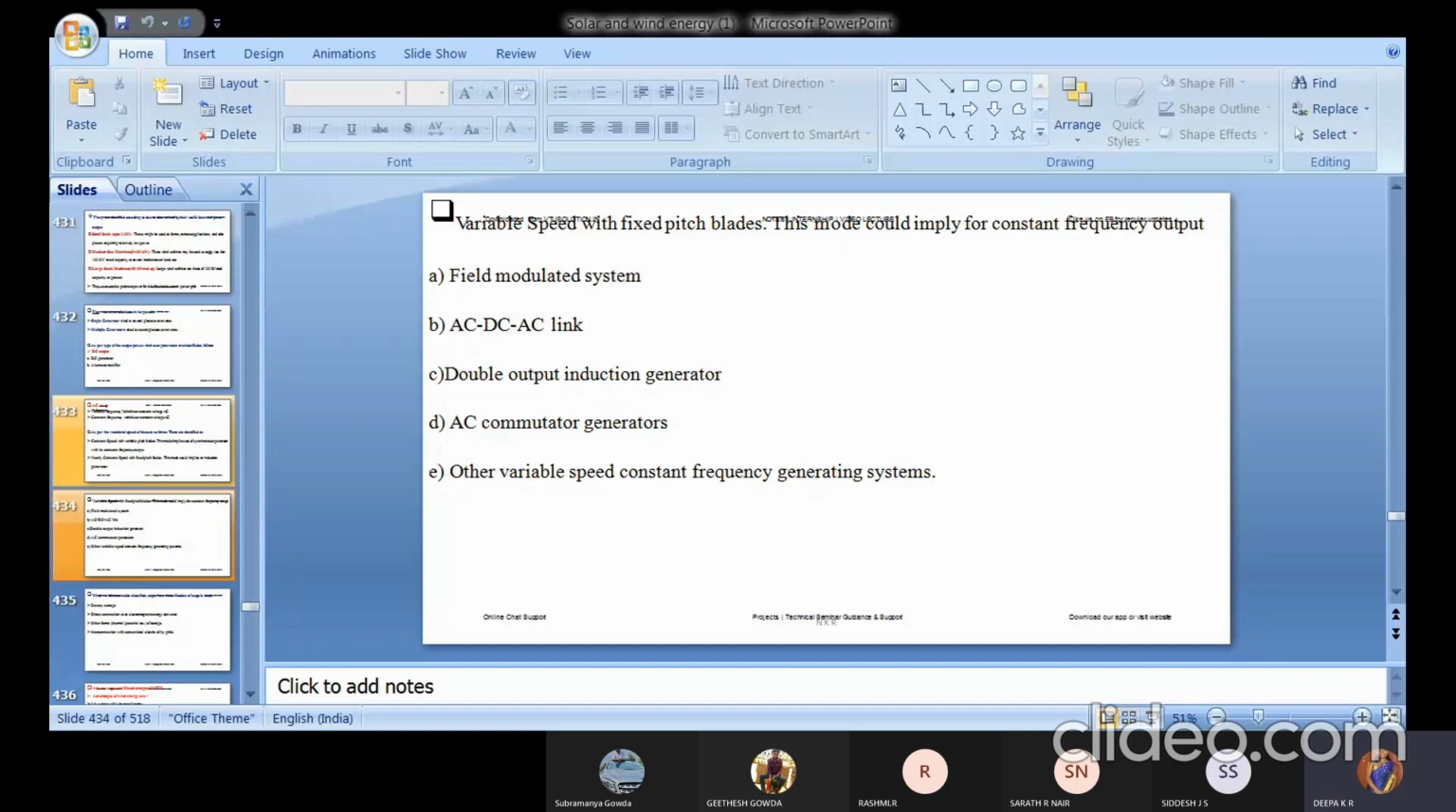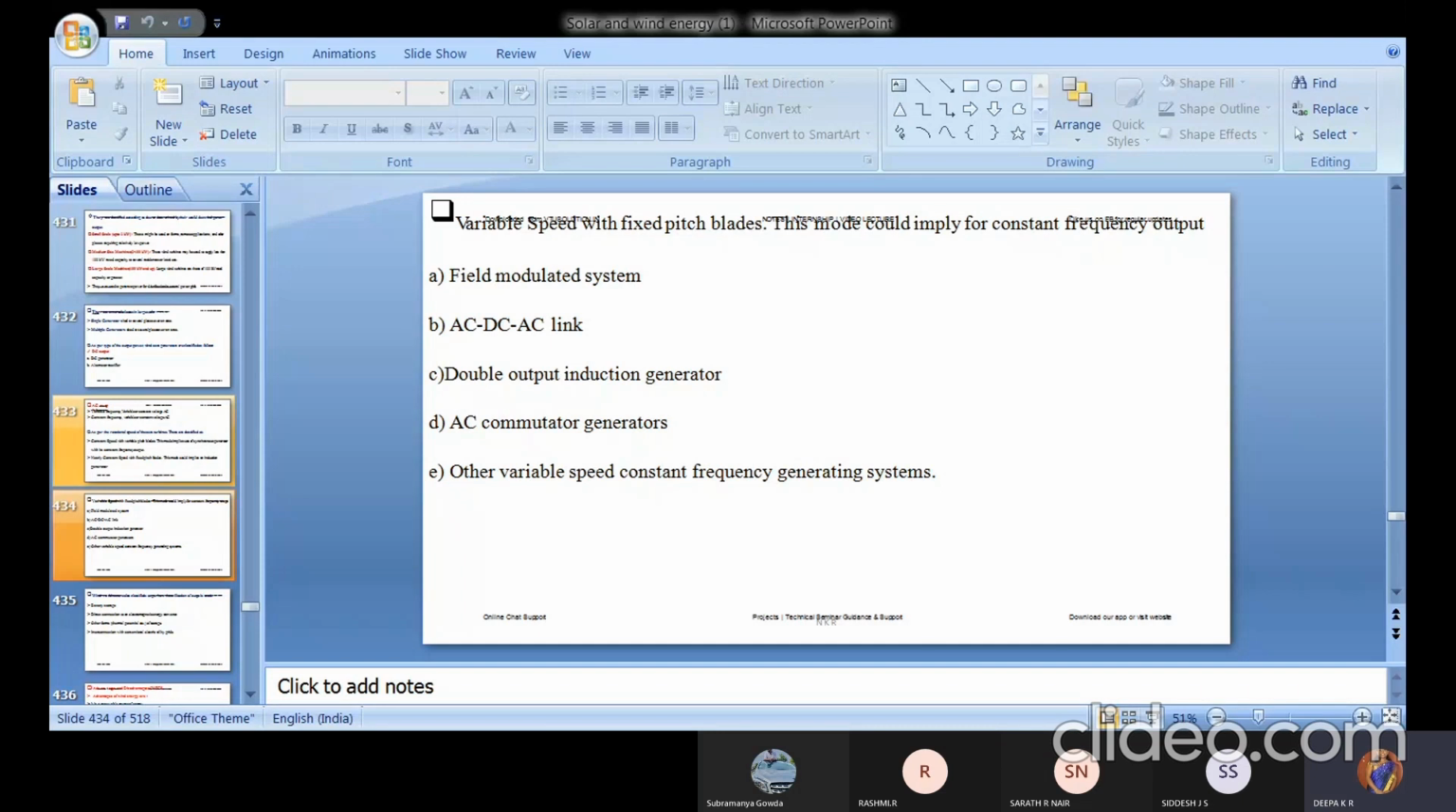First one is field modulated system, AC-DC to AC link, double output induction generator, AC commutator generator, and other variable speed constant frequency generating systems. Means your pitch blades will have these cases of all the 5 parameters. If you have a field modulated system, you're using AC-DC, AC link, double output induction generators can be used, and AC commutator generators will be used, and you can prefer other variable speed constant frequency generating systems also. So then wind turbines are also classified as per how the utilization of output is made.